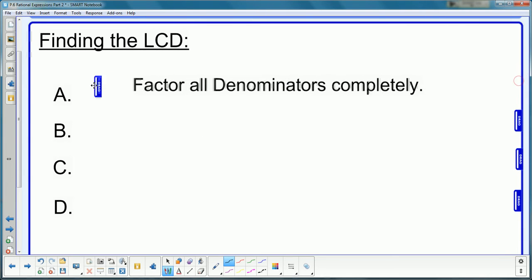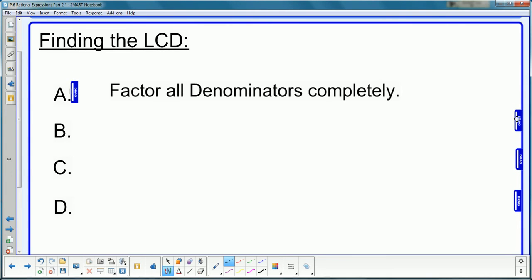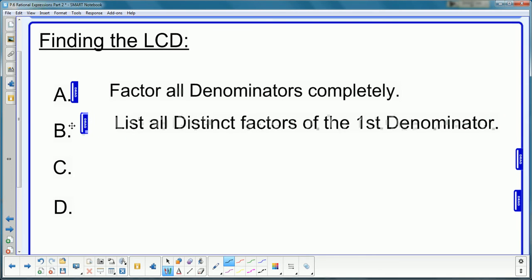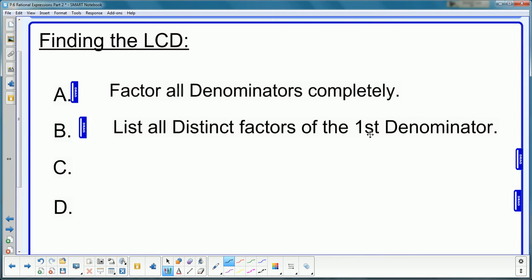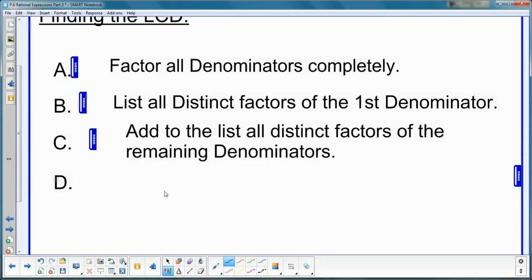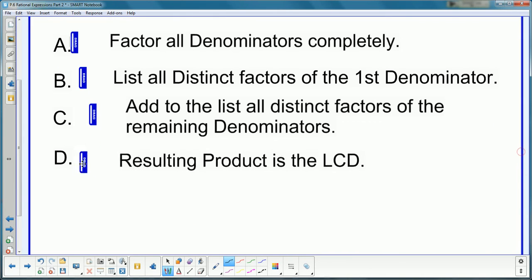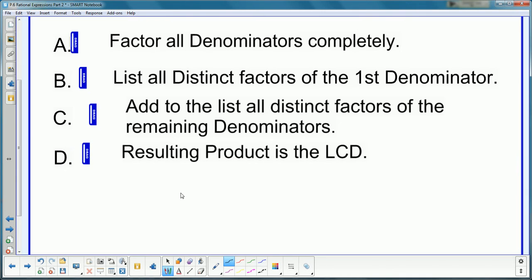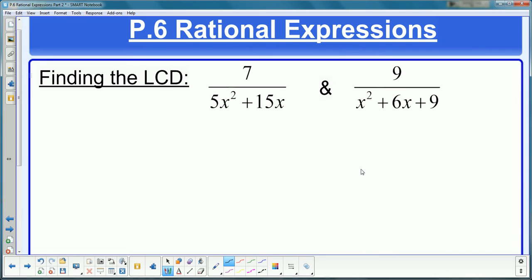So what we're going to do is factor all denominators completely. For every term we factor the denominators. We're going to list all distinct factors of the first denominator, combine that with all the distinct factors of each remaining denominator, and then finally that resulting product, that resulting list, which is going to be a multiplication, is your lowest common denominator.